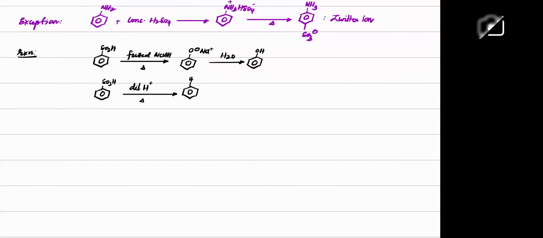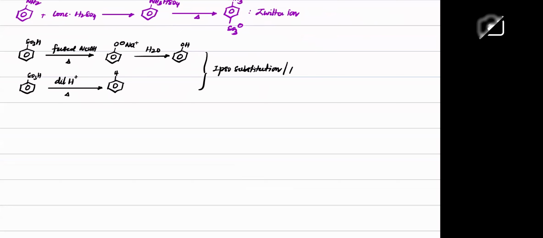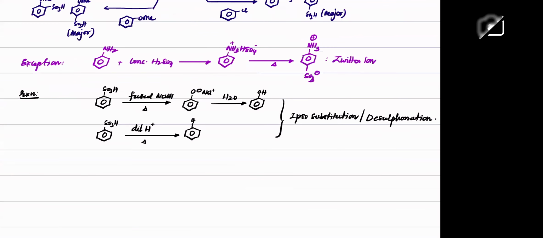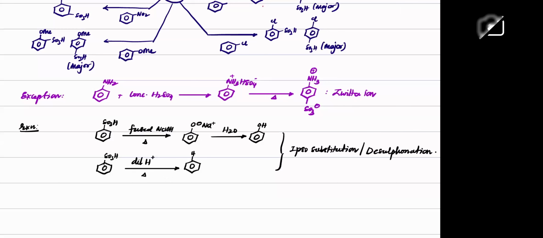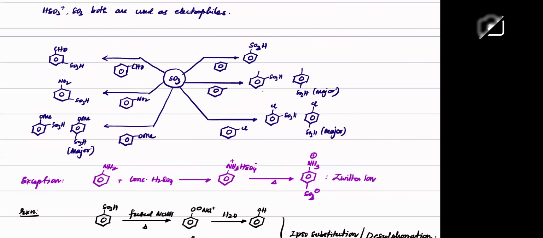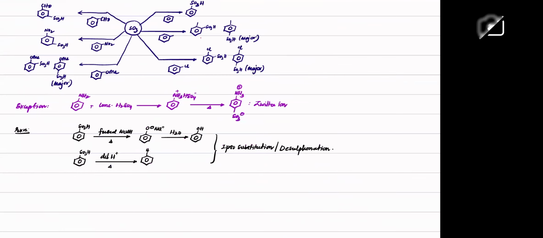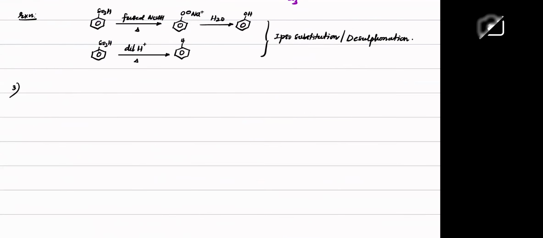Now, these two reactions are also called ipso substitution. Ipso substitution means at the same functional position, we have a substitution done. Because you are removing a sulfonation group, it is also known as a desulfonation reaction. Is this part clear? So as much as the sulfonation is concerned, these are the points we need to remember. Next, the third one is about halogenation.